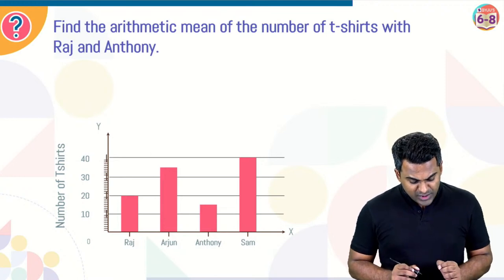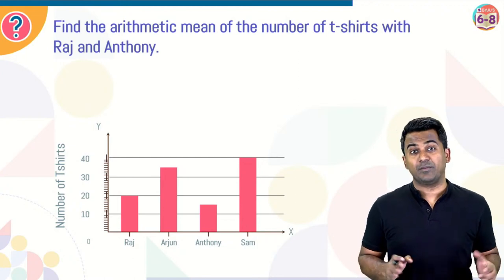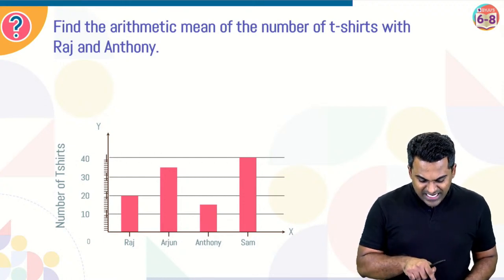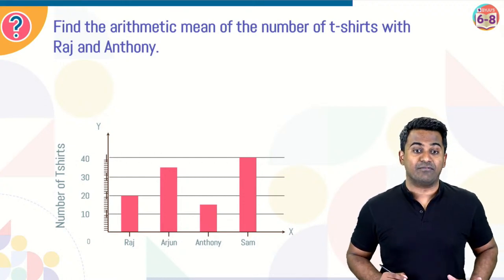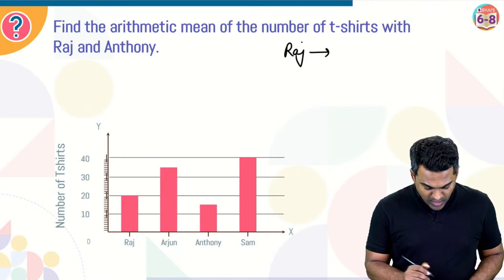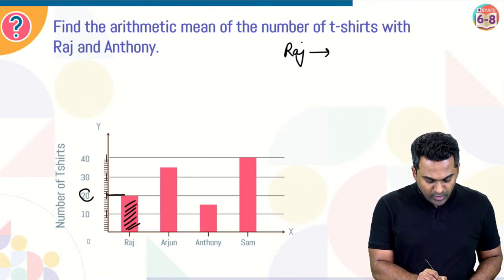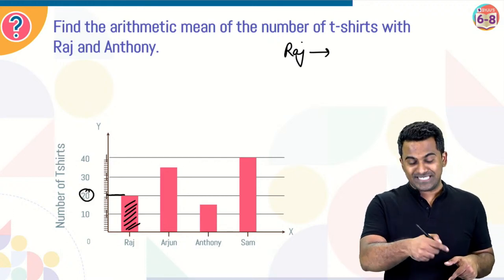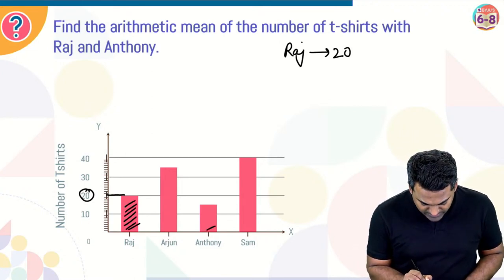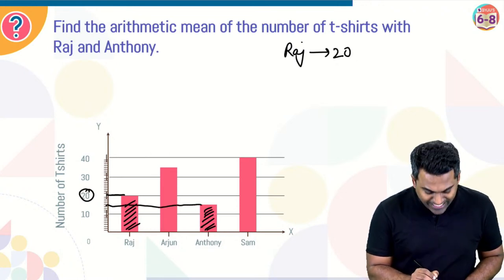Arithmetic mean of the number of t-shirts with Raj and Anthony. You guys recollect what arithmetic mean is? Average, right? So figure out how many t-shirts Raj has and how many t-shirts Anthony has. First tell me how many t-shirts does Raj have here? This is the bar for Raj, right? The top of the bar is falling on 20 on the number of t-shirts axis. So Raj is going to have 20 t-shirts. What about Anthony? This is the bar for Anthony, and it looks like it's falling exactly between 10 and 20, right?